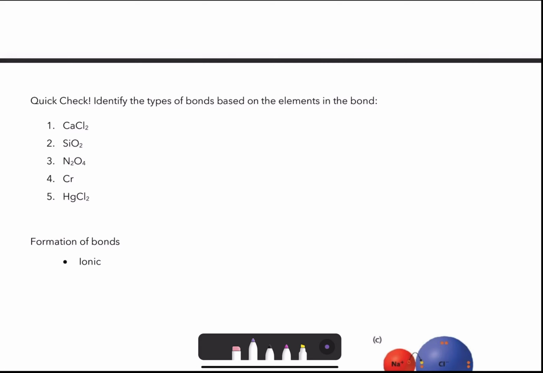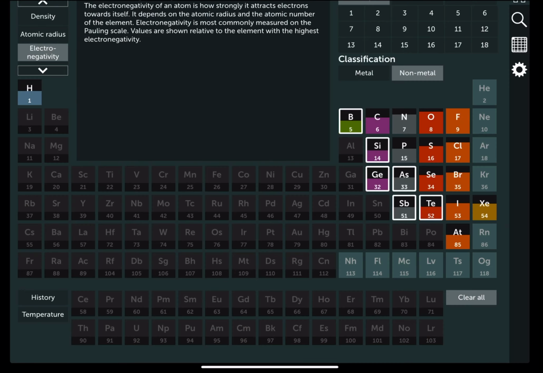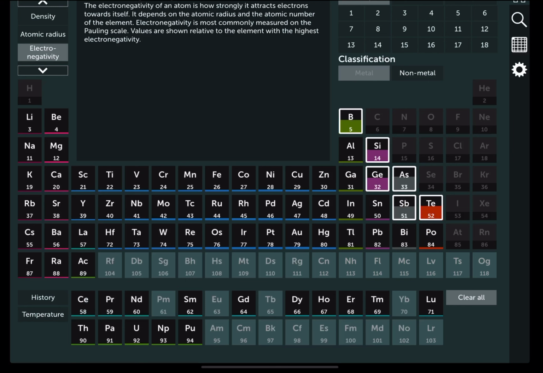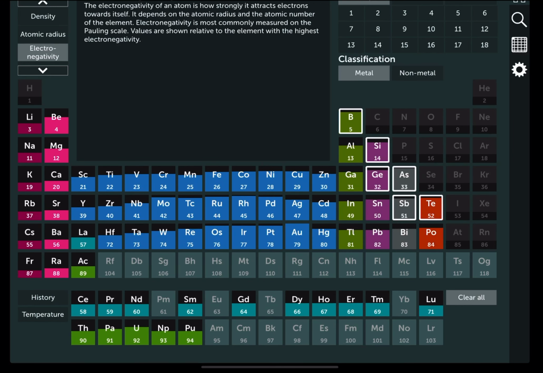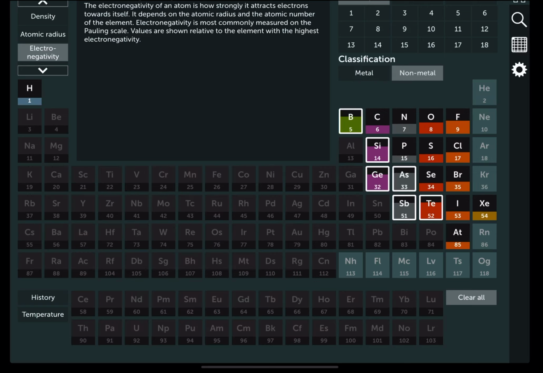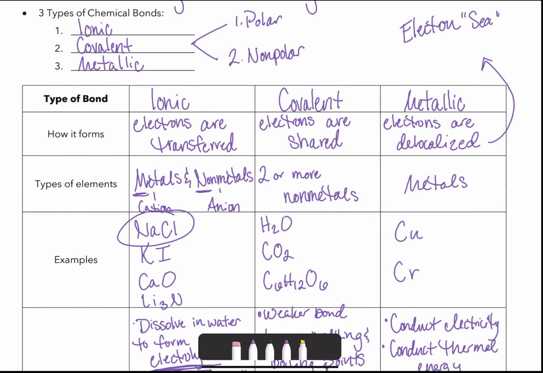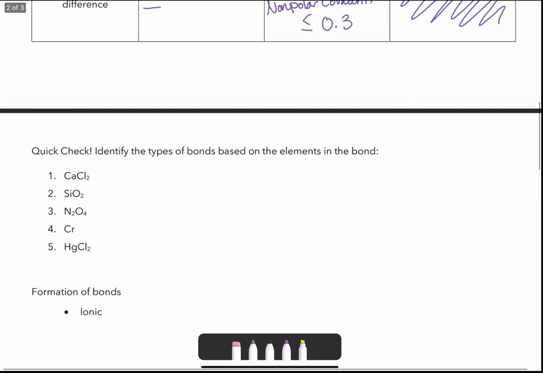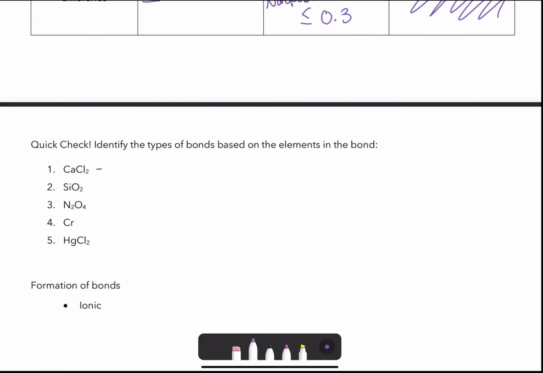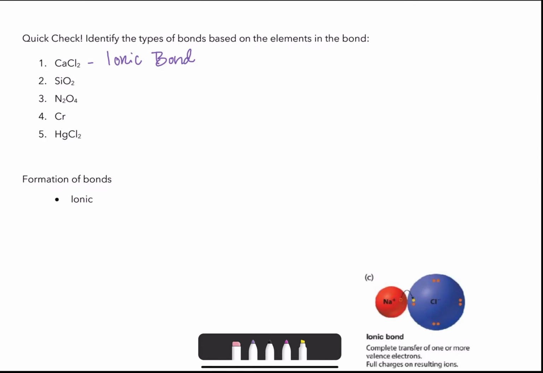Number 1, CaCl2. On a periodic table, we can find Ca. Ca is number 20. It's on our left side. That's a metal. Cl is on the right side. That's a nonmetal. So we have a metal and nonmetal together. A metal and nonmetal together tells us we have an ionic bond. So this first one would be an ionic bond. Try the other ones on your own, and then let's go over the answers.